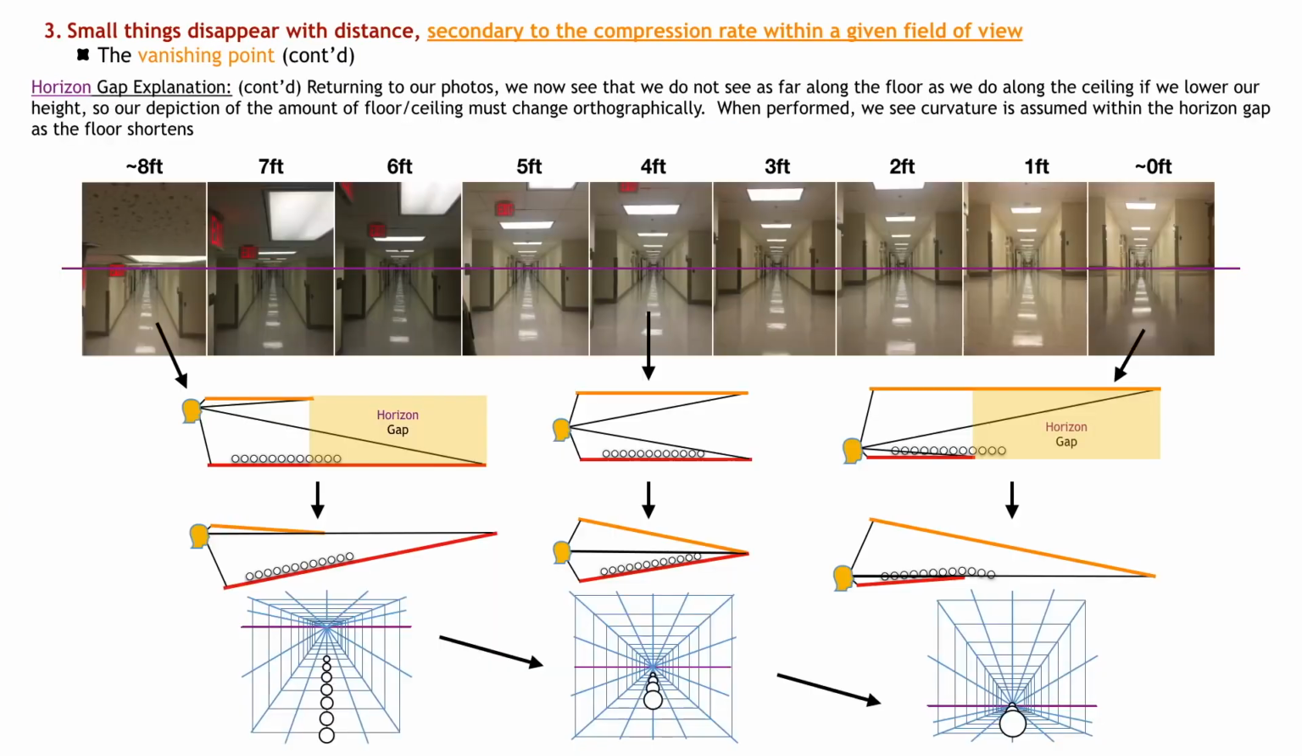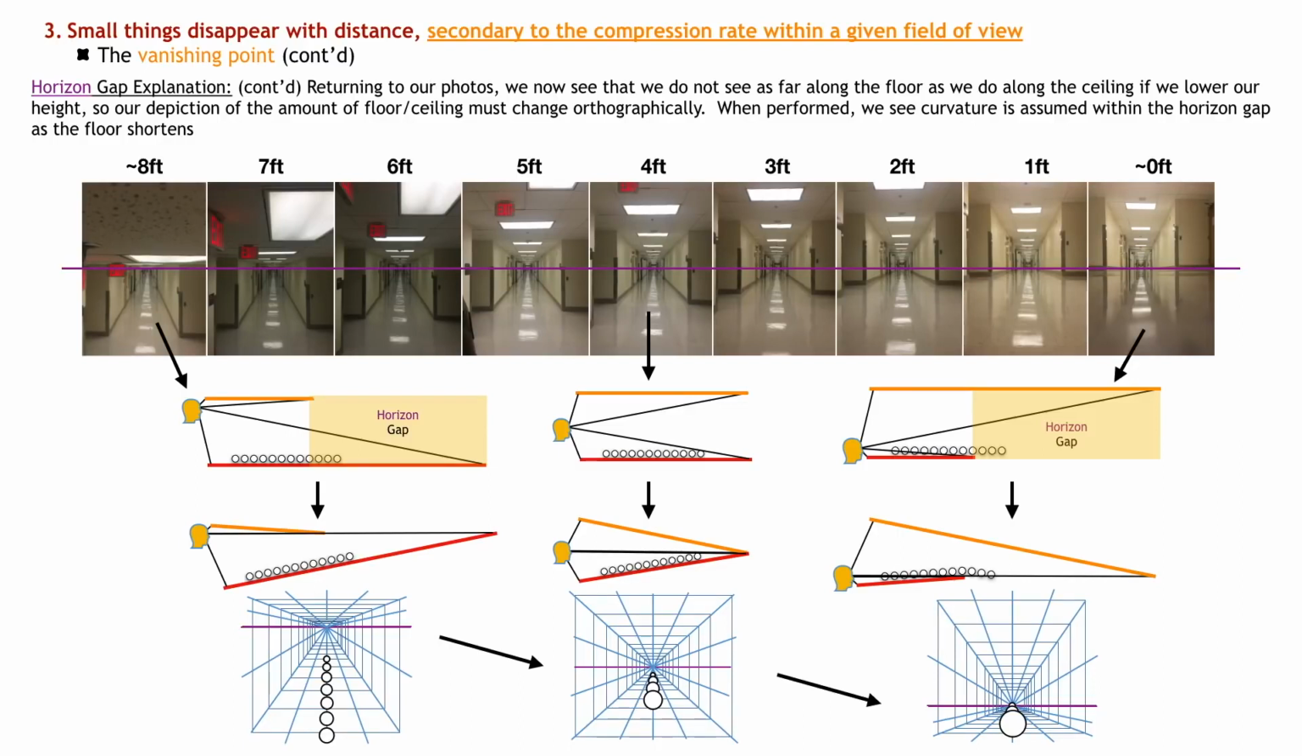So I'll try to diagram this a little bit differently for you. Returning to our photos, we now see that we do not see as far along the floor as we do along the ceiling if we lower our eye height. So our depiction of the amount of floor or ceiling must change orthographically. So I can't just have a single point now when I change to the side view.